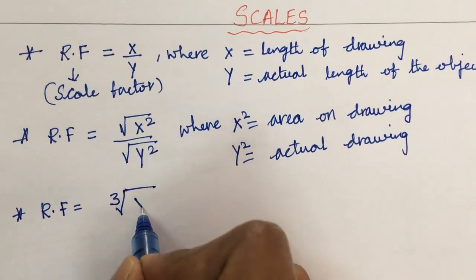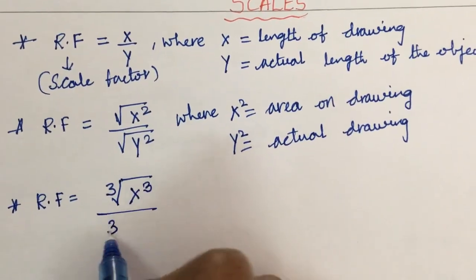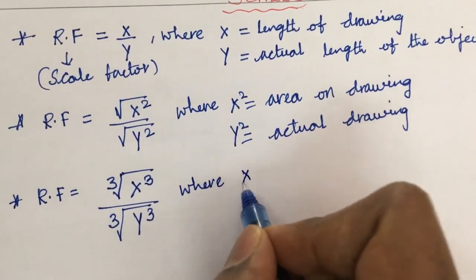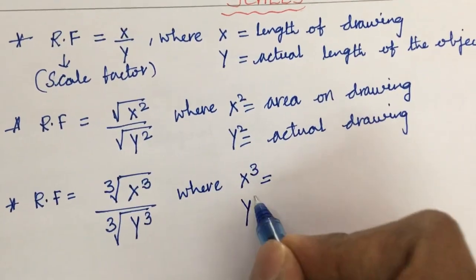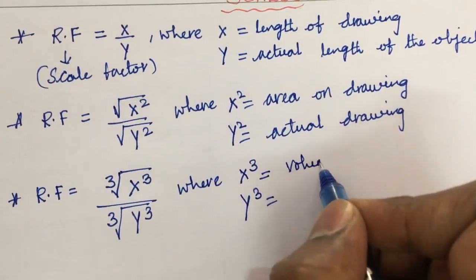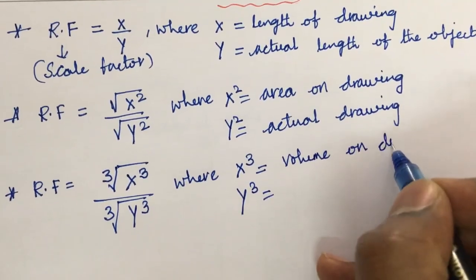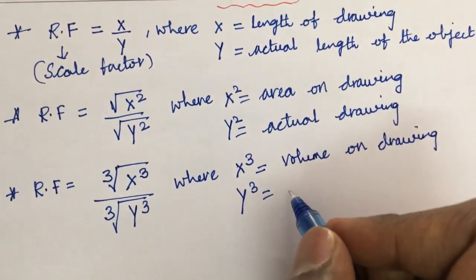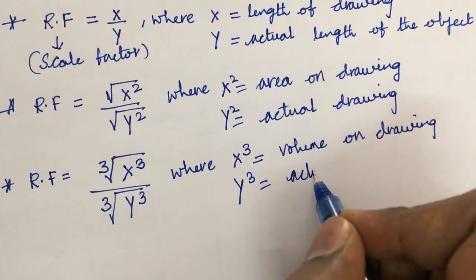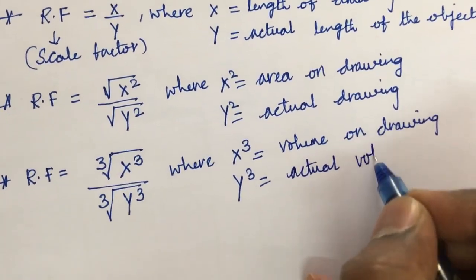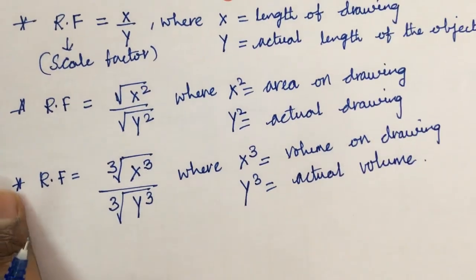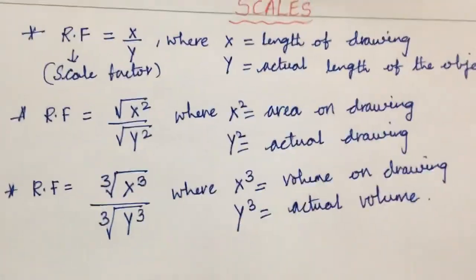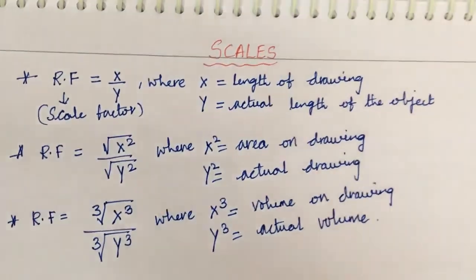You are supposed to work out that in this formula, keeping the cube root, if volume related questions are asked in the scale problem. So, this is all about x cube by y cube. X cube is all about the volume on the drawing, or model, and y cube is all about the actual model. So, once the statement is given without giving the RF, you need to identify which one is the actual volume and which one is the volume on the drawing. This is how you are supposed to work out the RF of the scale.